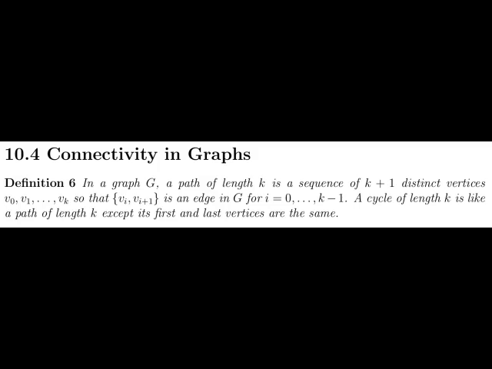In a graph G, a path of length k is a sequence of k plus 1 distinct vertices so that there is an edge between each consecutive pair of vertices. And a cycle of length k is a path of length k except its first and last vertices are the same. That means you have k distinct vertices in a cycle.